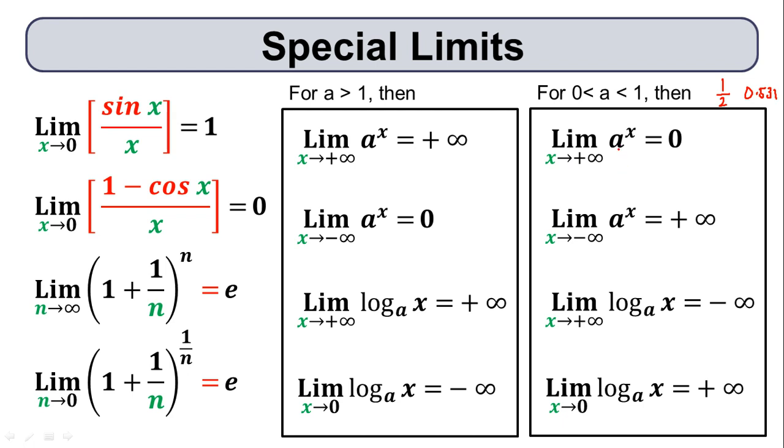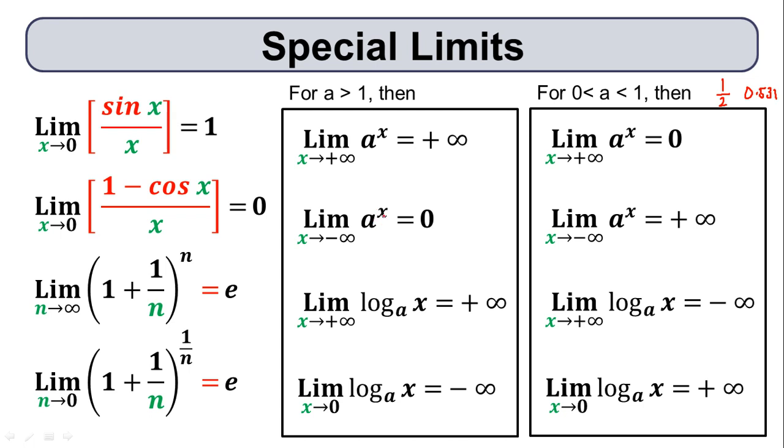Kasi, yung value ng ating a is a fraction. So let's say 1 half raised to the x. Yung ating x kasi napupunta sa ilalim. Kaya anong nangyari dyan? 1 over 2 to the x. So pag nilagyan natin ng infinity sign dito sa ilalim, pag sinubstitute natin, lumalabas na 1 over infinity, which is equal to 0. Kaya yung limit ng a to the x as x approaches positive infinity for values of a between 0 and 1, ang sagot dyan is 0. Diba?